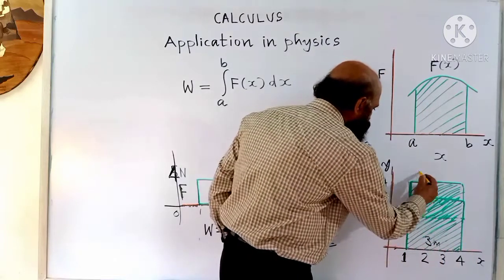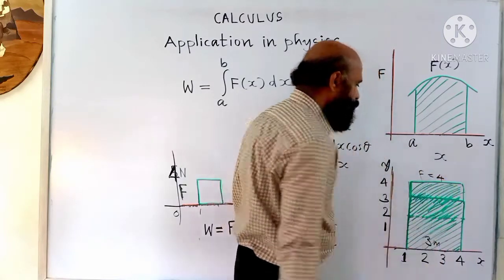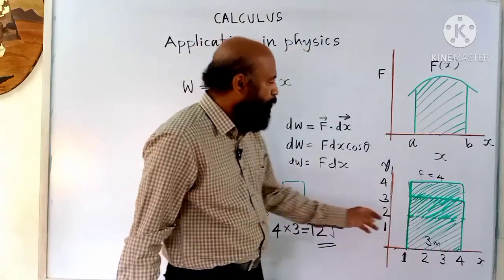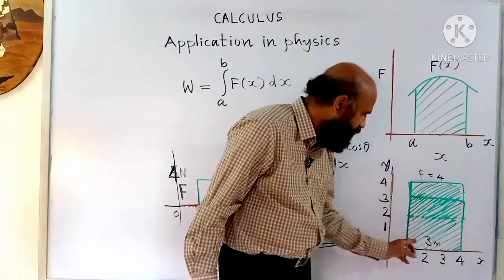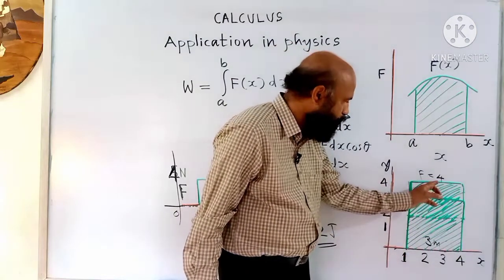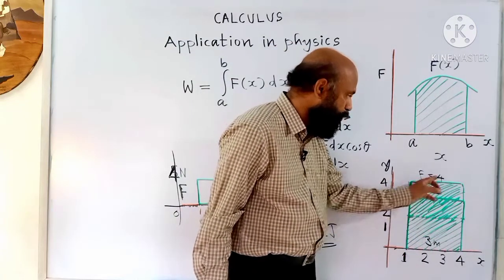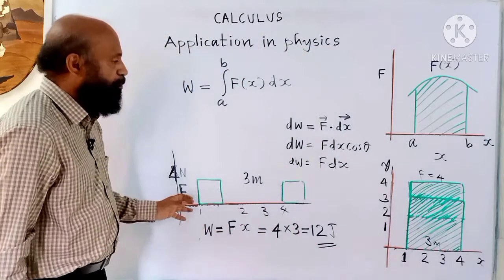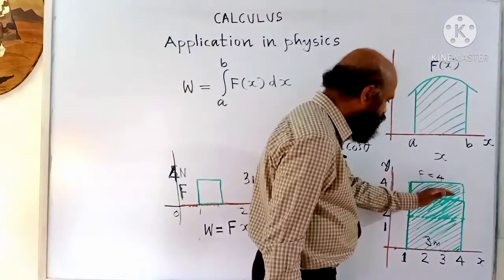And force is 4 Newton. So 4 into 3, 12. Now the area of this rectangle is also 12, 4 into 3, length into breadth. So from this it is clear, work done by a force is the area under this graph.